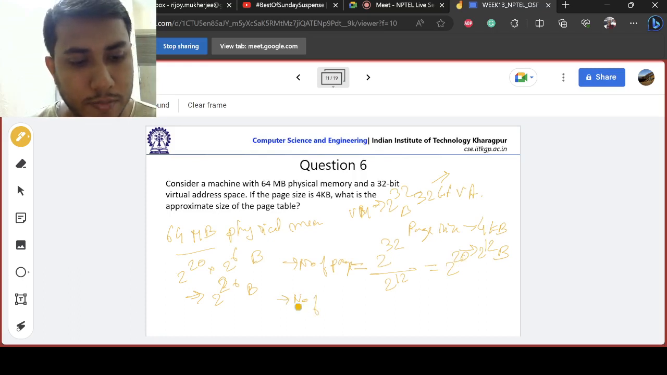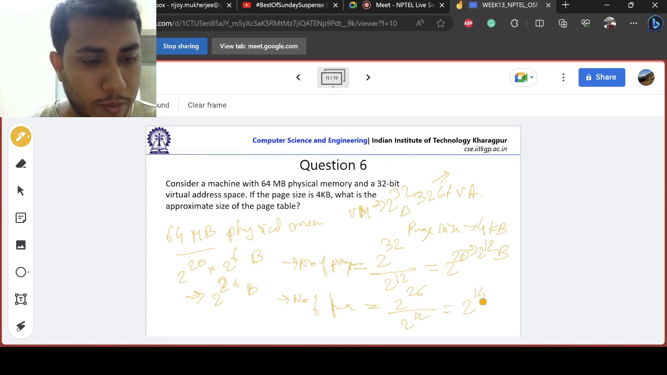Number of frames is basically 2 to the power of 26 divided by 2 to the power of 12. That is 2 to the power of 14 frames. Now the page table size: the total number of pages is basically 2 to the power of 20, right?